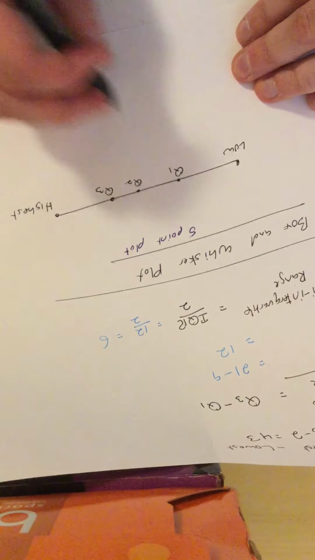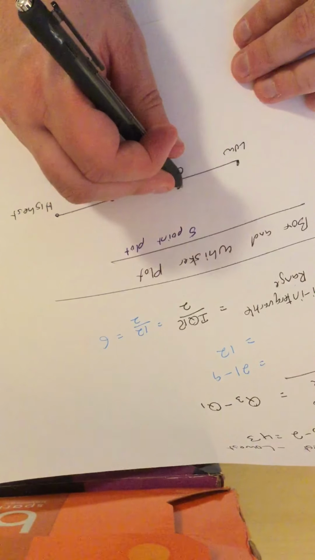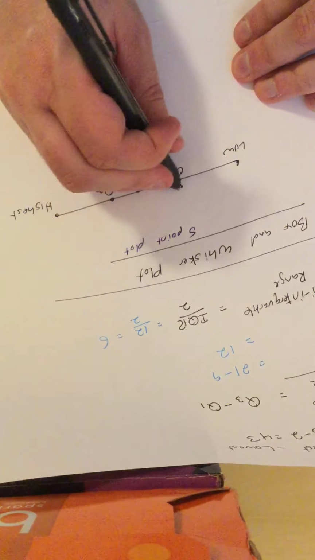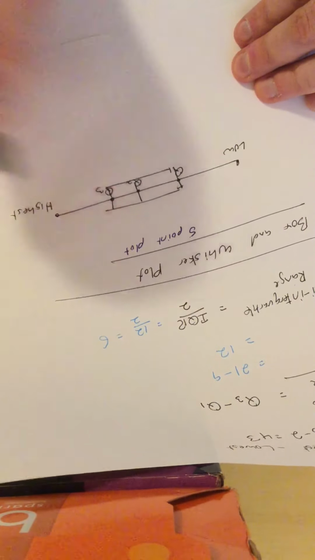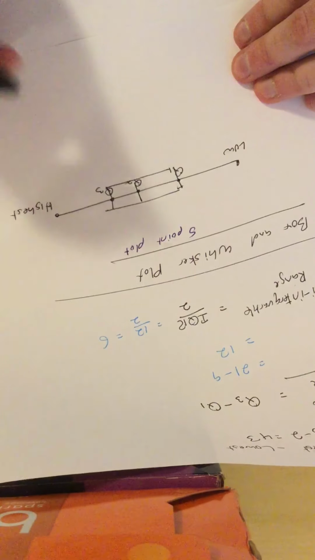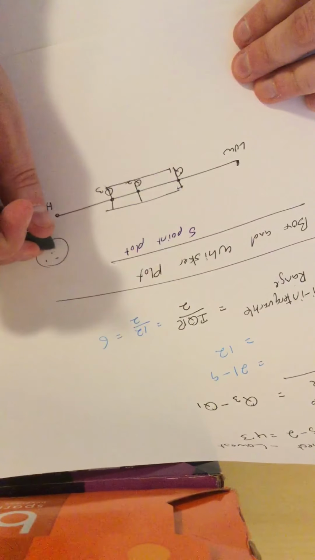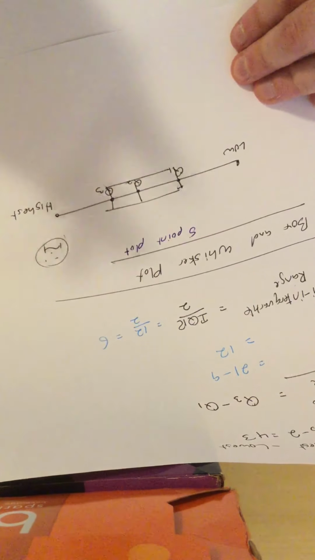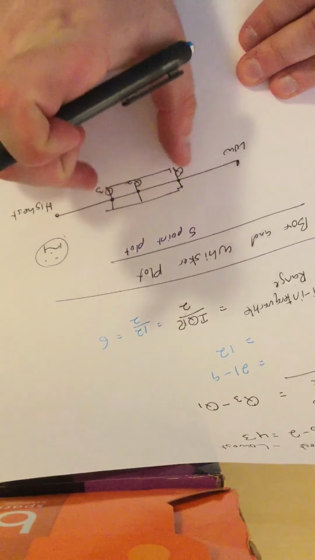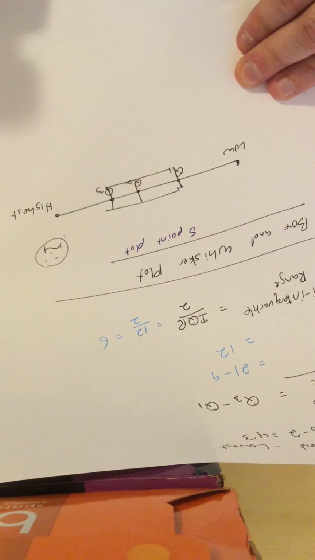And then to make it look like a box and whisker plot, we are going to make a box out of it and put a line over there. And then we have our box and our whiskers. Okay, well, I can't draw it. But the box, and then the whiskers are sticking out on the side.